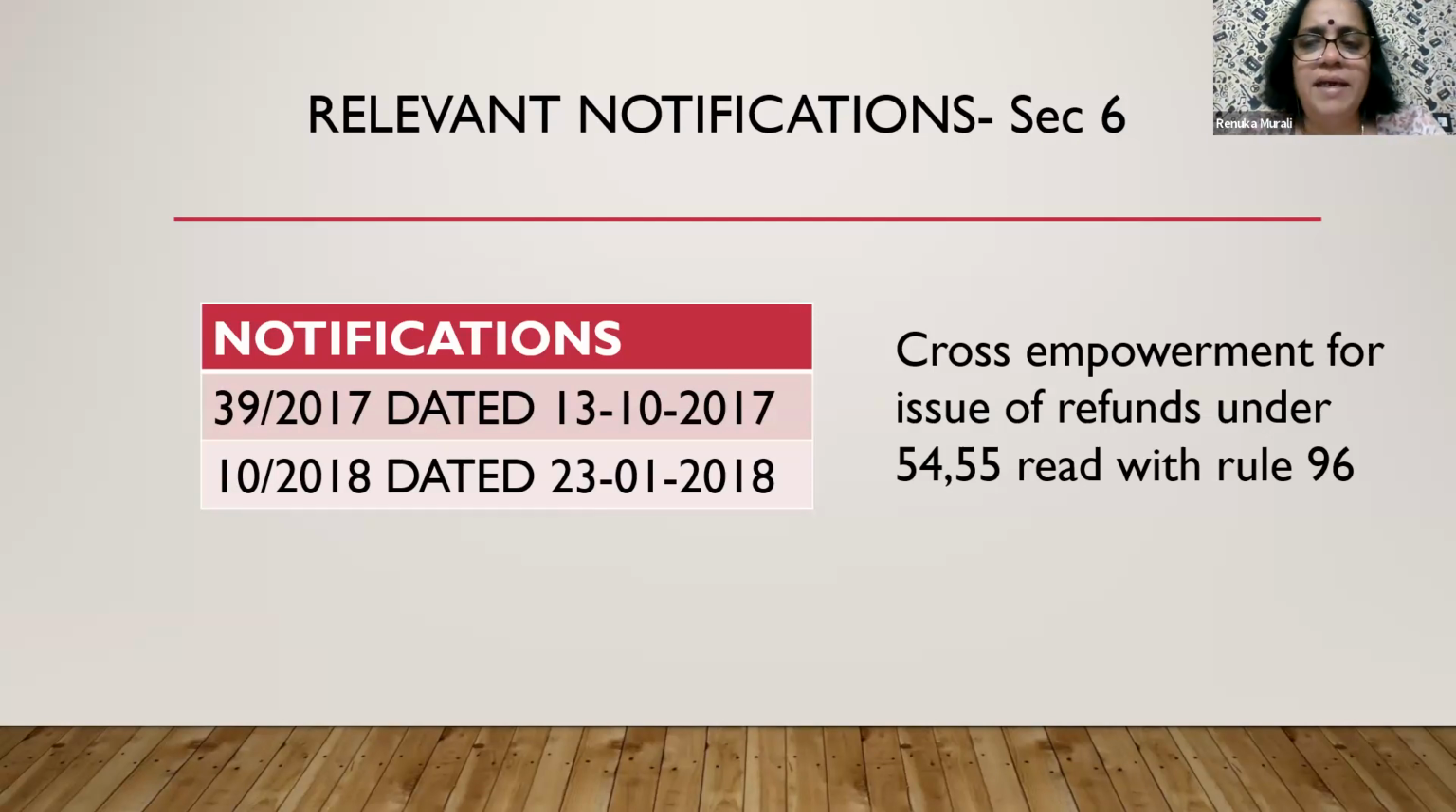39/2017, dated 13/10/2017, and 10/2018, dated 23/1/2018. They give the cross empowerment for issue of refunds with respect to Sections 54 and 55, read with Rule 96, with a small change with respect to Rule 96. Notification 39 gave it read with Rule 96, whereas in Notification 10/2018, they gave similar sub-rules only. Sub-rule 8 was not included in the cross empowerment. It was a very small change.